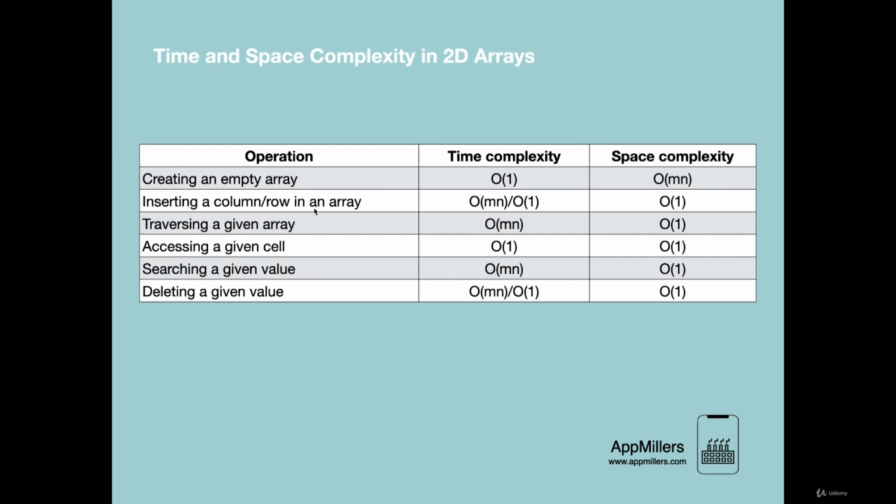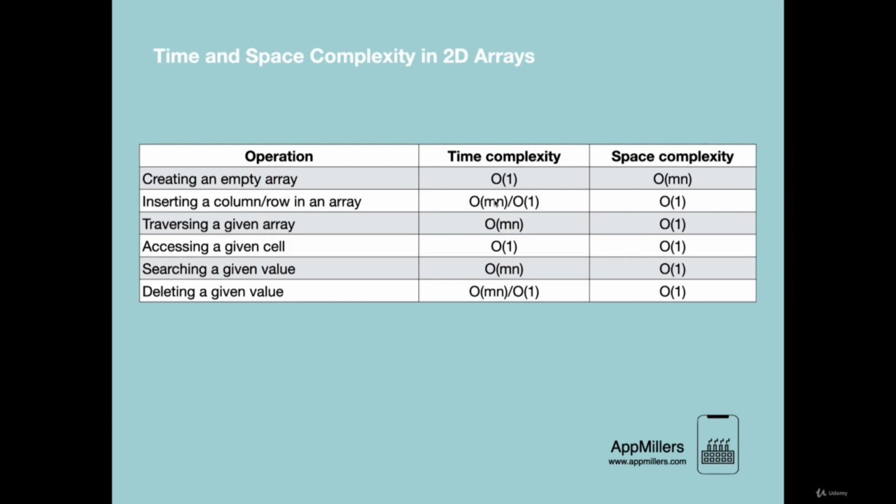The next operation is inserting a column or row in an array. So if we are inserting a column or a row at the end of the array, this will take constant time, because in this case we are not moving any row or column to the right or down. But if we are inserting, for example, a column in the beginning of the array, then each column has to move one step right. This will take O(MN) time complexity. Similarly, if we insert a row in the beginning of a two-dimensional array, each row has to move one step down. That's why the time complexity will be O(MN).